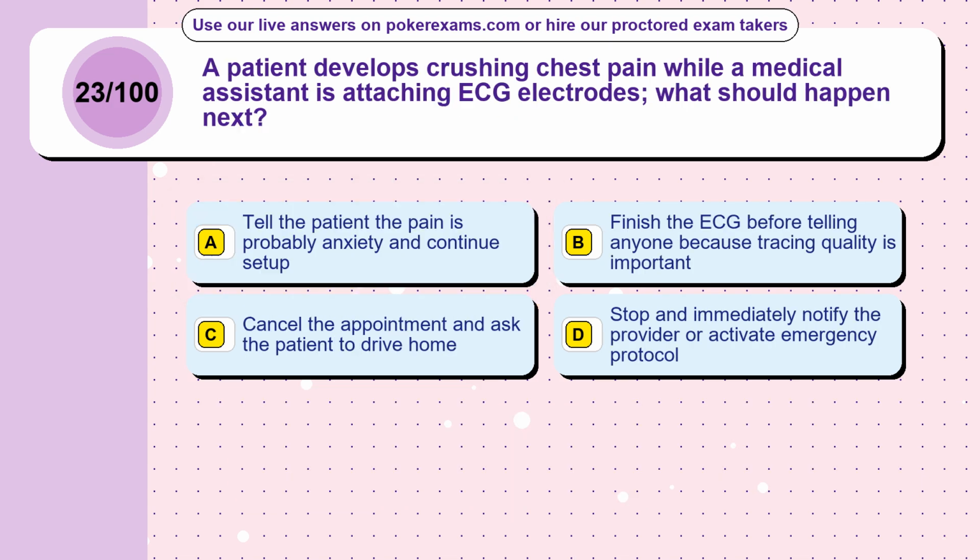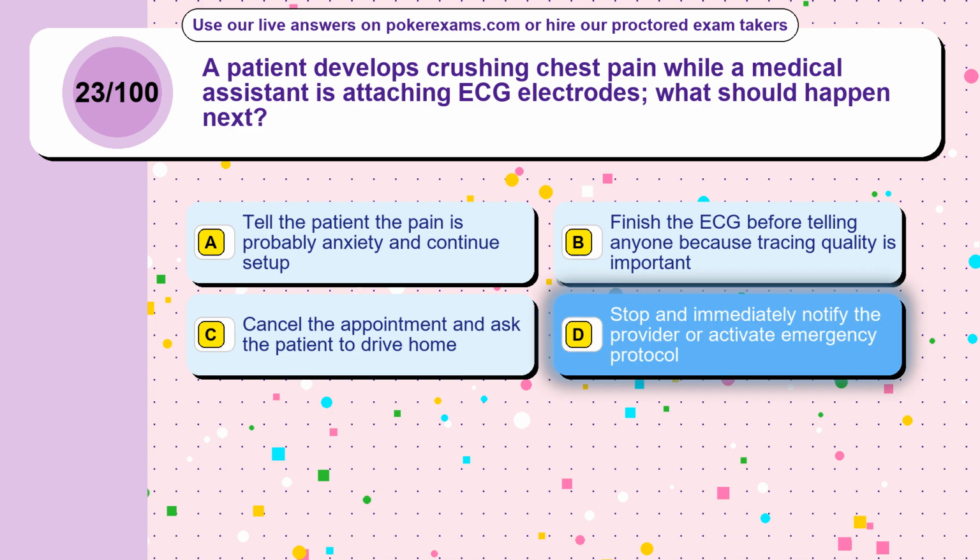Question 23. A patient develops crushing chest pain while a medical assistant is attaching ECG electrodes. What should happen next? Option A. Tell the patient the pain is probably anxiety and continue setup. Option B. Finish the ECG before telling anyone because tracing quality is important. Option C. Cancel the appointment and ask the patient to drive home. Option D. Stop and immediately notify the provider or activate emergency protocol.